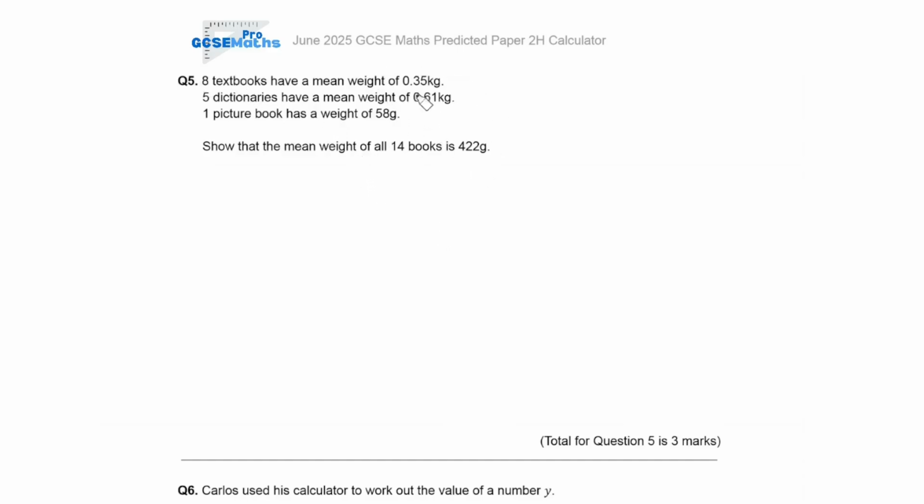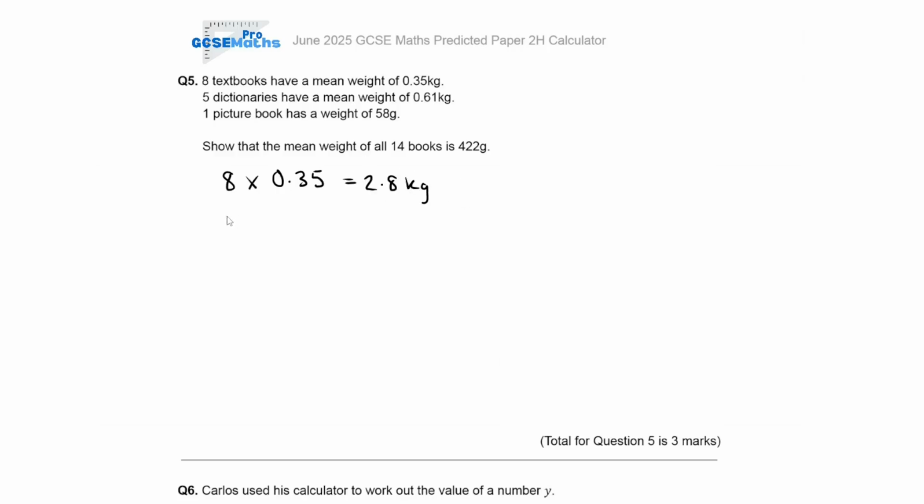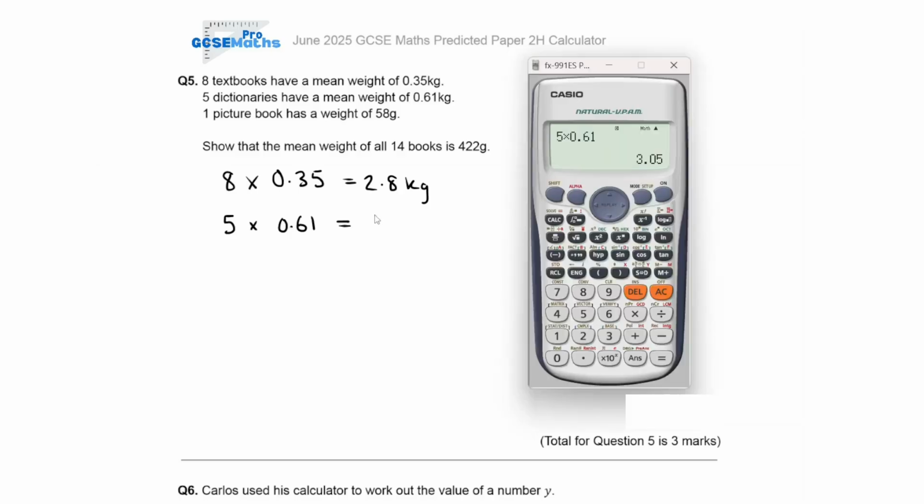So for the 8 books, they each have a mean of 0.35 kilos. So I'm just going to multiply that, 8 times 0.35 kilos, which gives me 2.8 kilos for the textbooks. I'm going to do the same for the dictionaries. I need to do 5 times 0.61 kilos to work out the total weight of all the dictionaries, which gives me 3.05 kilos.